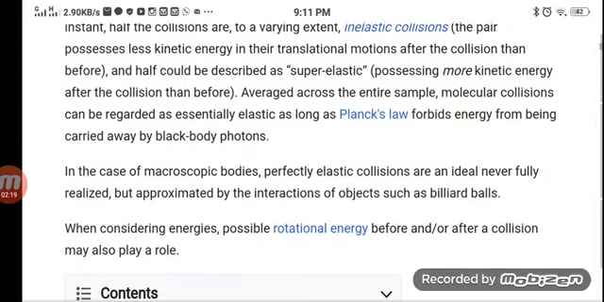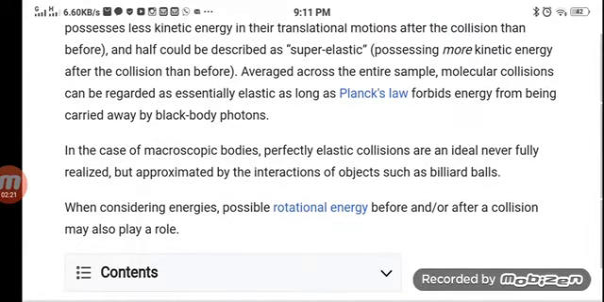In the case of macroscopic bodies, perfectly elastic collisions are an ideal, never fully realized but approximated by the interactions of objects such as billiard balls. When considering energies, possible rotational energy before and/or after a collision may also play a role.